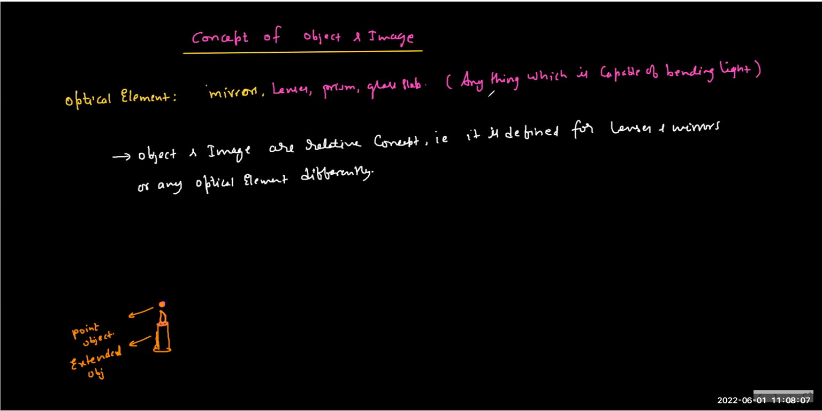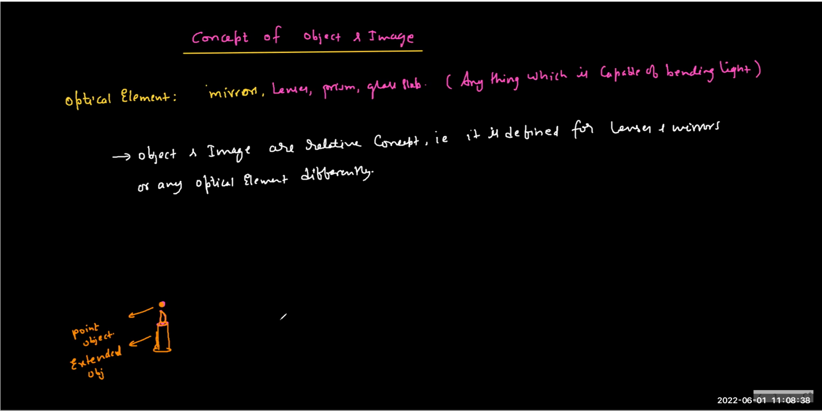Okay. So let's start. What we are going to discuss is the concept of object and image. Concepts are very vague in nature, so sometimes you may get confused about the object and image. Object has nothing to do with the real physical object. When I say object, the idea is not the physical object. The idea is something more than that.